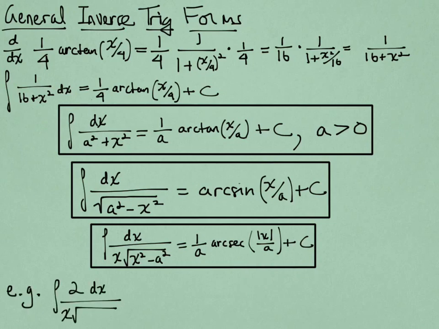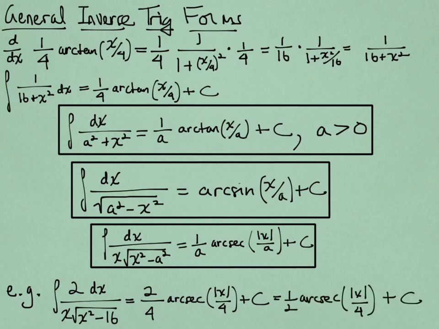Let's look at an example applying this. If I have 2 over x times the square root of x squared minus 16, my a in this case will be 4, and if I apply the arcsecant form, I'll get 2 from the constant that I had here already, and then over a, so the a is 4, and then it's arcsecant of x over 4, just applying the formula, plus c. And let's simplify that. I guess the only thing to do is just clean up the constants. It's 1/2.